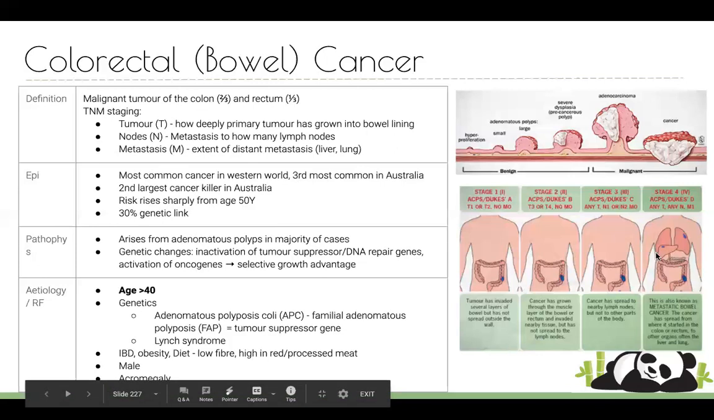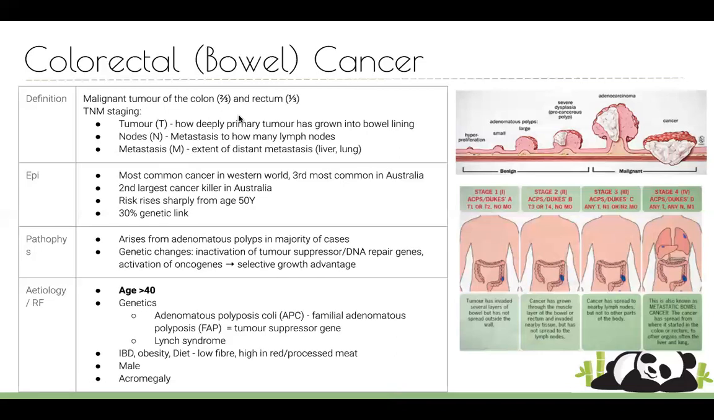So that's the extent of distant metastases to other organs. This is the most common cancer in the Western world, or the third most common in Australia, and is the second largest cancer killer in Australia. And the biggest risk factor is basically age, but it's also more common in males.